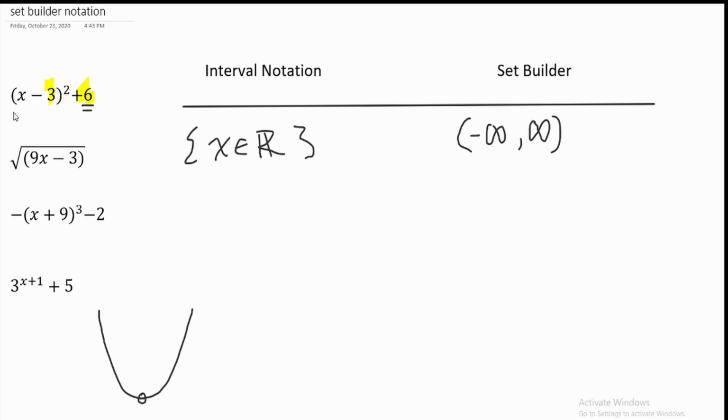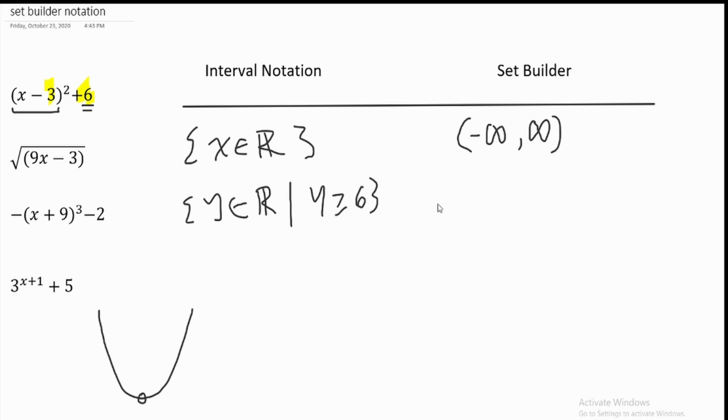So this part, (x − 3)², is always greater than or equal to 0, right? Because it's 0 when x is equal to 3. If the minimum value of this part is 0, that means the minimum value of this entire function is 6. Thus, y must be greater than or equal to 6. y is also in the set of real numbers. So we can simply write it like this: y is an element of the real numbers, and we have the slash for a condition, y greater than or equal to 6.